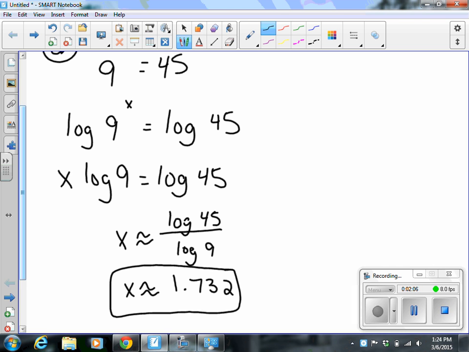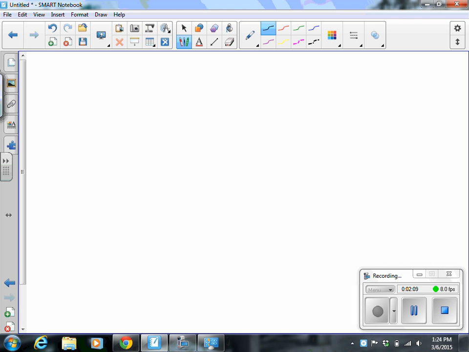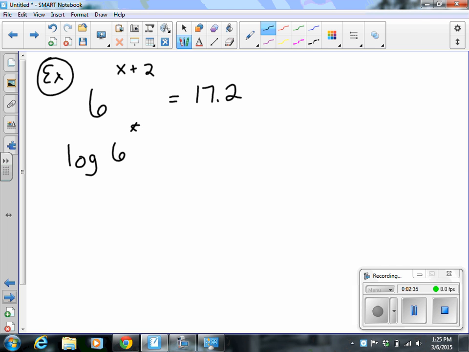So another thing, let's get a little bit trickier, and then I'll give you a question on it, okay? So let's say though that the exponent is actually an expression. Let's say for instance I have 6 to the power of x plus 2 equals 17.2. Okay, the process we start off is the same. I'm going to have the log of 6 to the power of x plus 2 equals the log of 17.2.